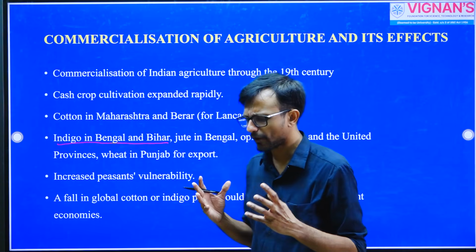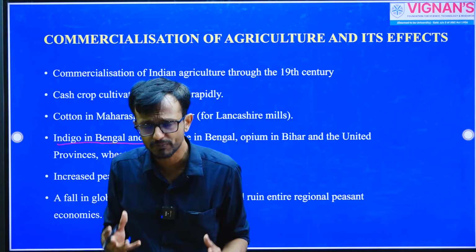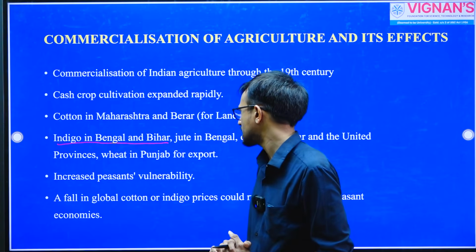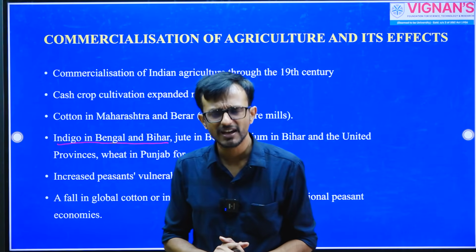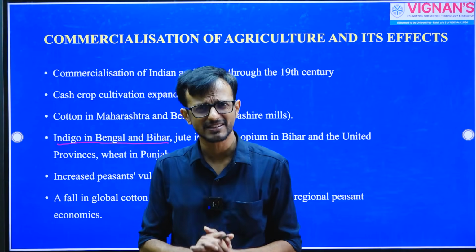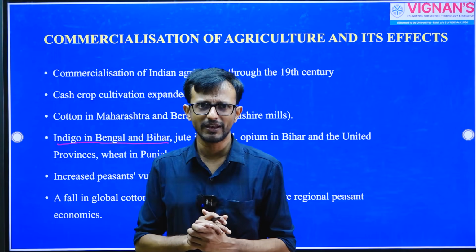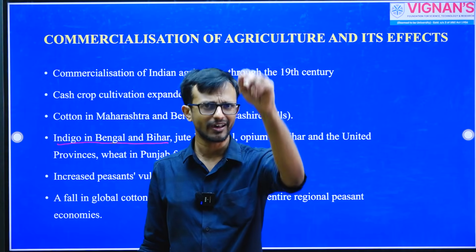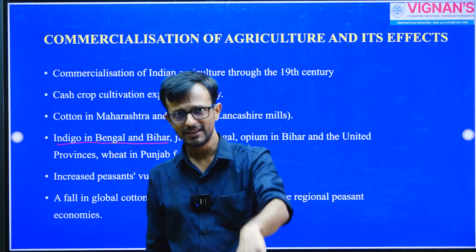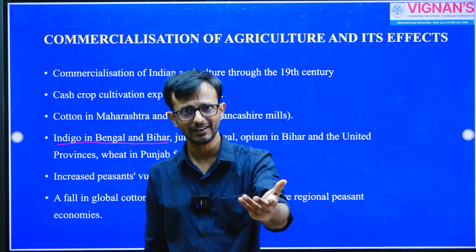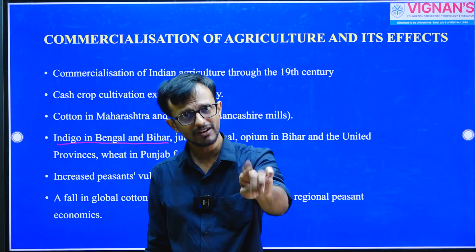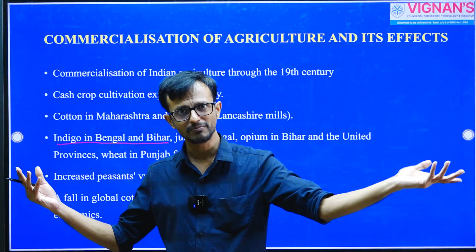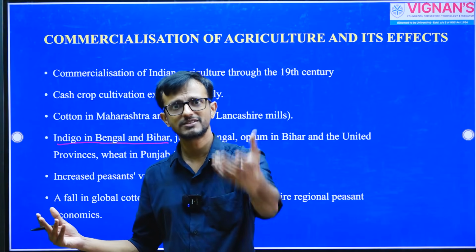So in various provinces you see the commercialization of crops, which is a result of the colonial revenue policies, due to which the peasants are in a state of increasing vulnerability. They are suffering a lot due to this. What is happening is that at the global level, the prices of indigo and the prices of cotton are reducing. When the prices are reducing, the peasants are not getting anything, and coupled with that, the peasants have to pay huge revenue to the state. The peasants are not getting any profit because the prices are coming down, and due to which the peasants are suffering.